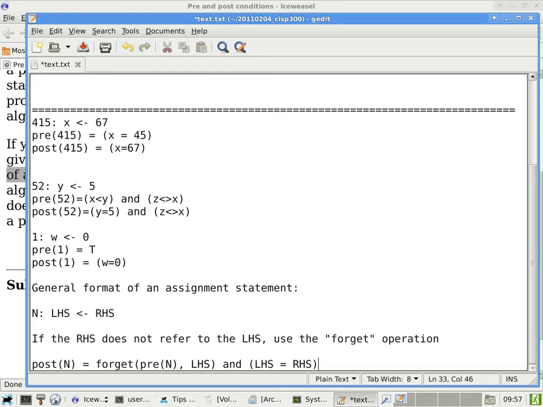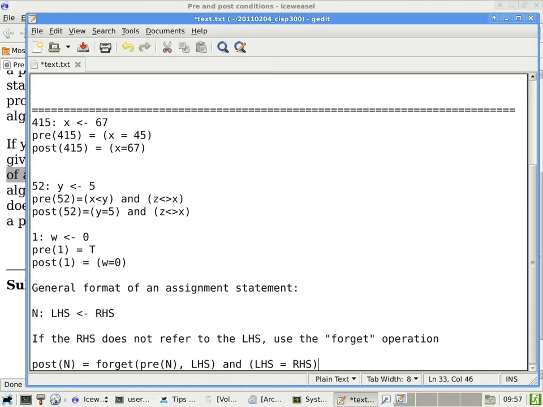I have one example like that here already. If you look at this line 52 here, in the example that we have talked about, the right-hand side does not refer to the left-hand side, so we can use the forget operation. The precondition stated something about y. Y is greater than x. But because I am changing y on this line here, after the change, I can no longer guarantee that x is less than y. And as a result, I forget that fact that x is less than y in the postcondition.